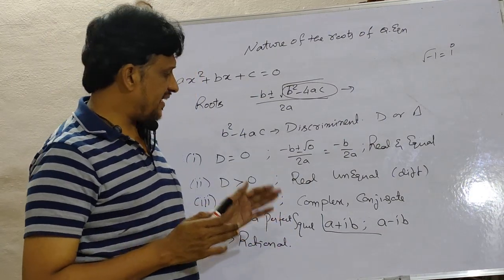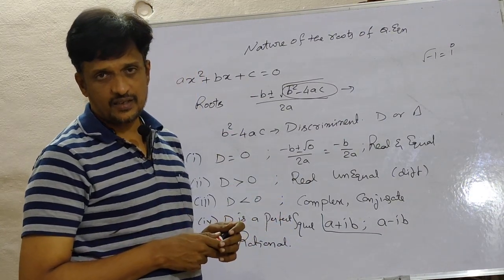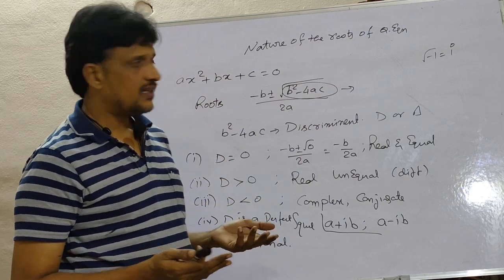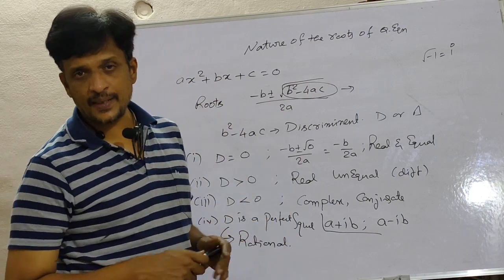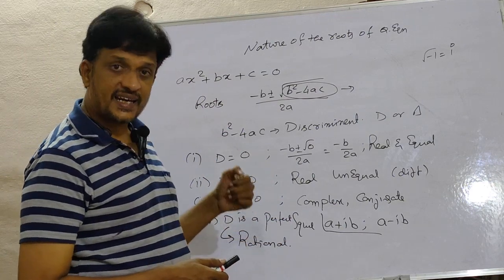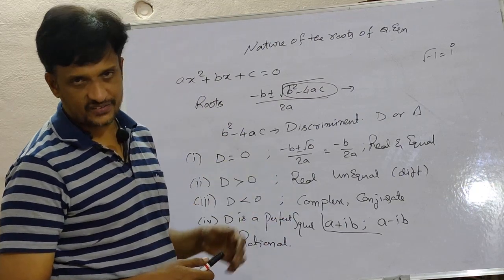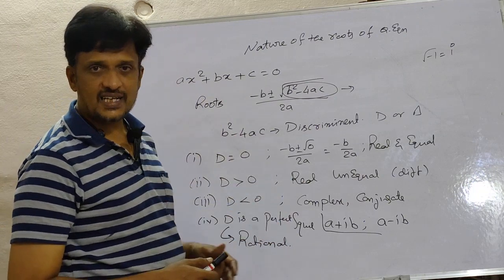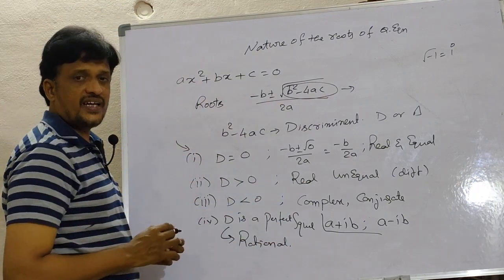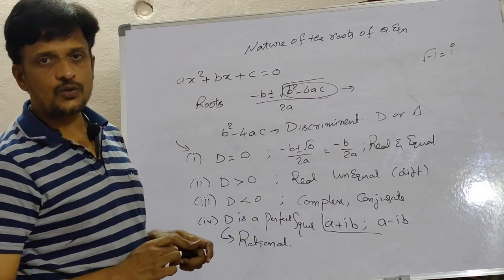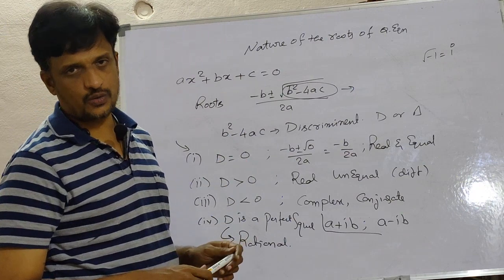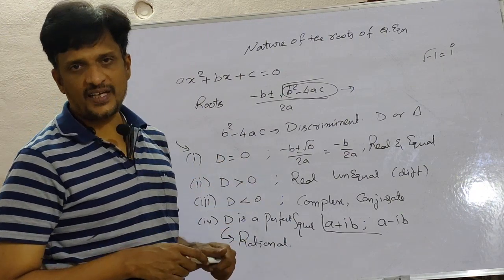For example, if delta is not a perfect square, like the value of the discriminant is 11, then root 11 remains the same. That means you are not getting rational roots. Means the roots are irrational when delta is not a perfect square. So these are the basic concepts here. And this is the most important one: when the quadratic equation has equal roots, then its discriminant delta is equal to 0.